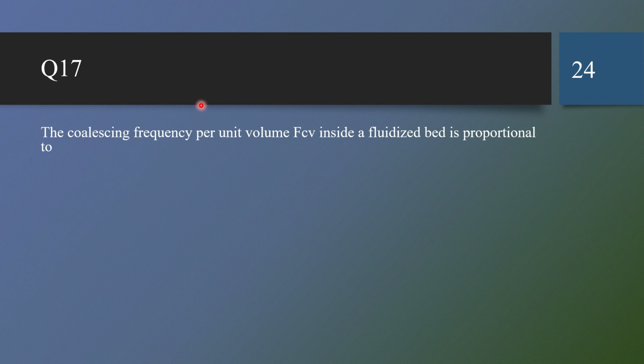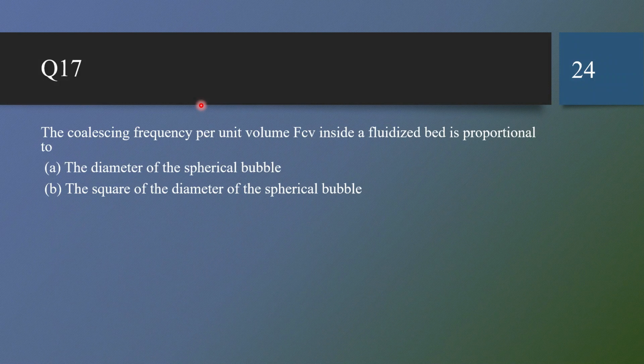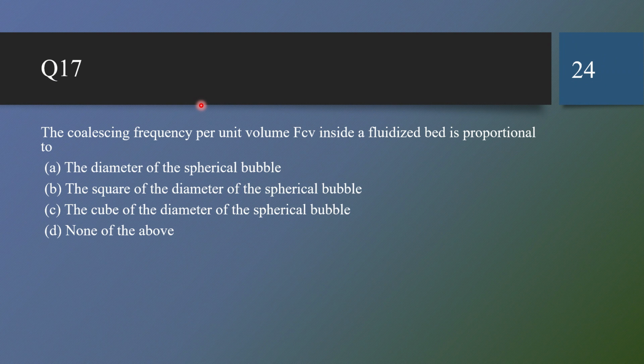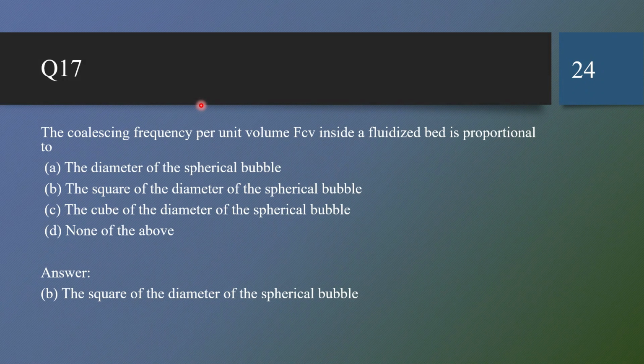In question 17, it is given the coalescing frequency per unit volume inside a fluidized bed is proportional to: diameter of spherical bubble, square of the diameter of the spherical bubble, cube of the diameter of the spherical bubble, none of the above. So the answer is, the coalescing frequency per unit volume inside a fluidized bed has a formula, which depends on the two bubble diameters, d1 square plus d2 square. So it's the square of the diameter of the spherical bubble that is the right answer.